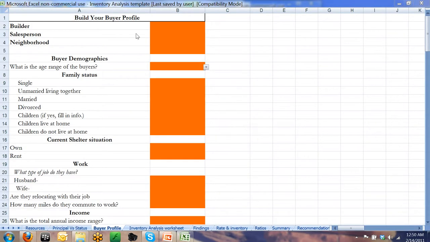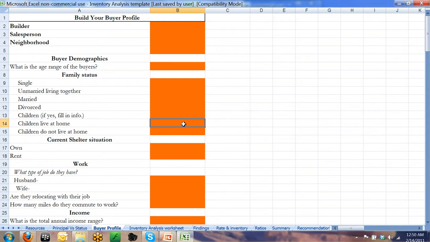Here's the sheet on actually building your buyer profile. You can put your builder name right in here. If there's a salesperson attached to it, put it here. The neighborhood name, that's fine. Then you're going to see there's drop down menus here for the age range, your demographics. Family status, are they single, unmarried, living together, married, divorced? Do they have kids? If yes, pick it.